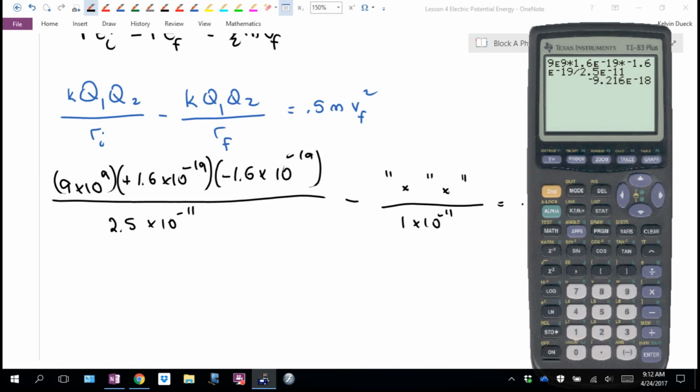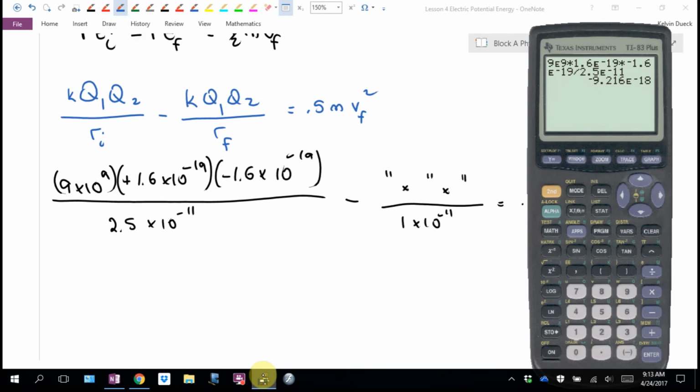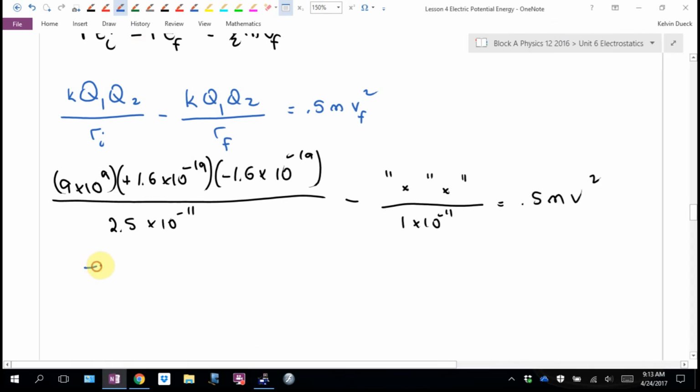The first one, I get negative 9.216 times 10 to the negative 18. Anybody double check me? Yep. Negative 9.216 times 10 to the negative 18. Now, I'd be a bit nervous right now because with that negative, I might end up with a negative speed, which doesn't make sense at all.